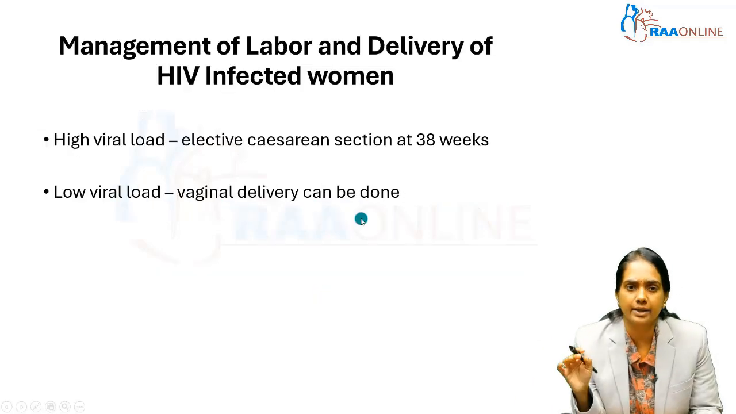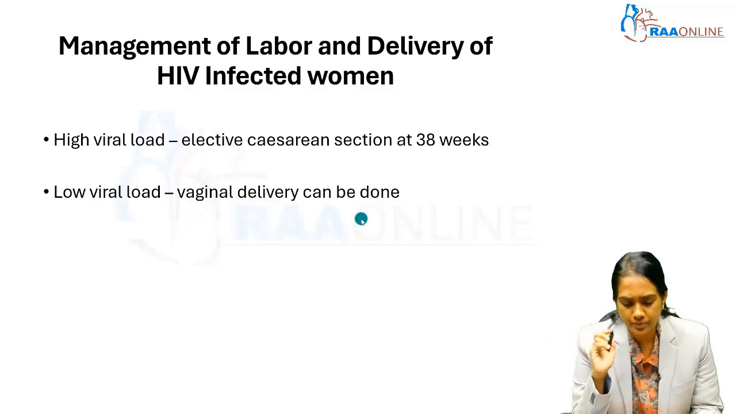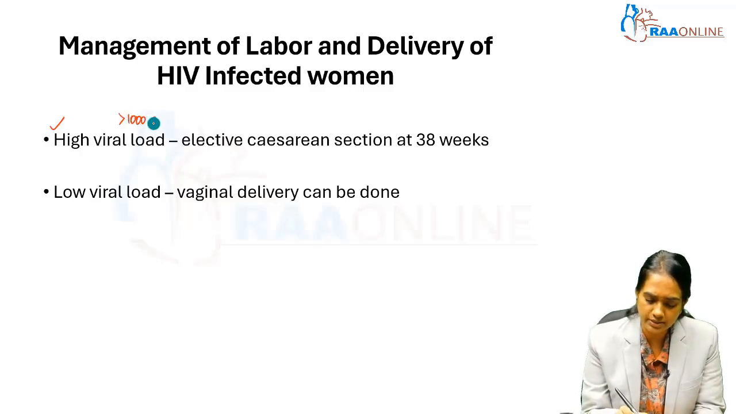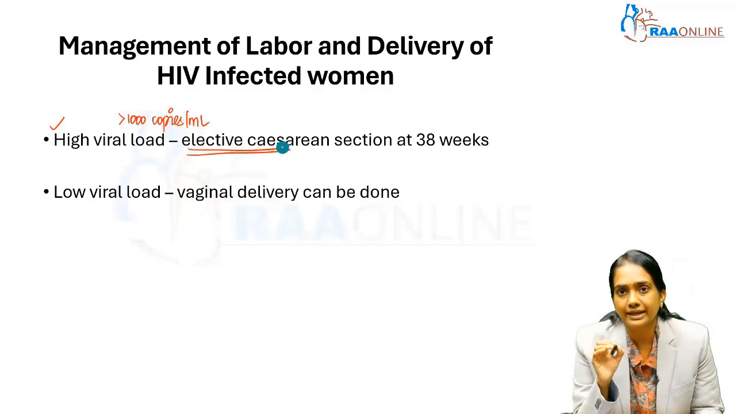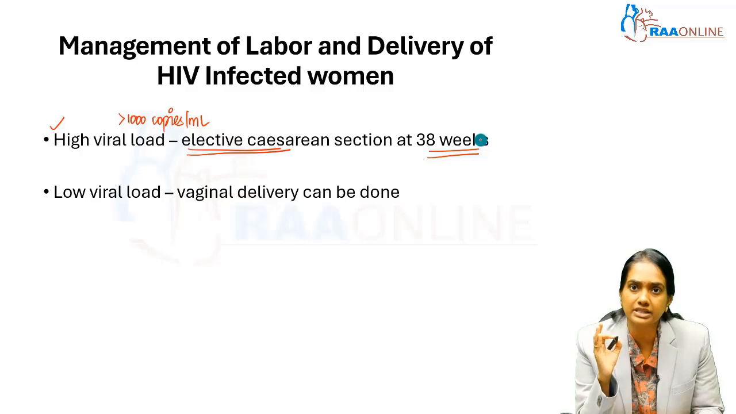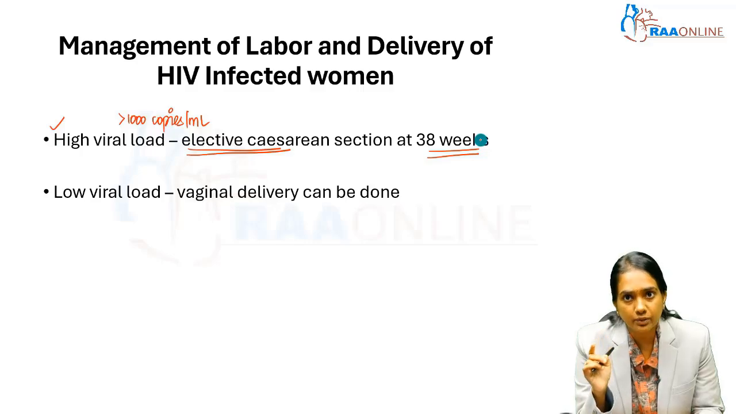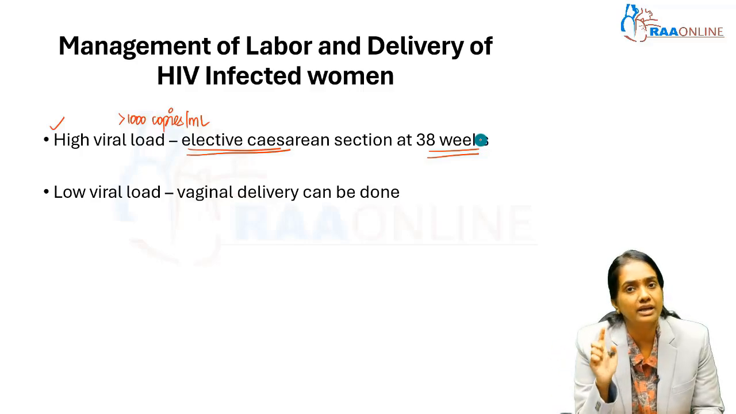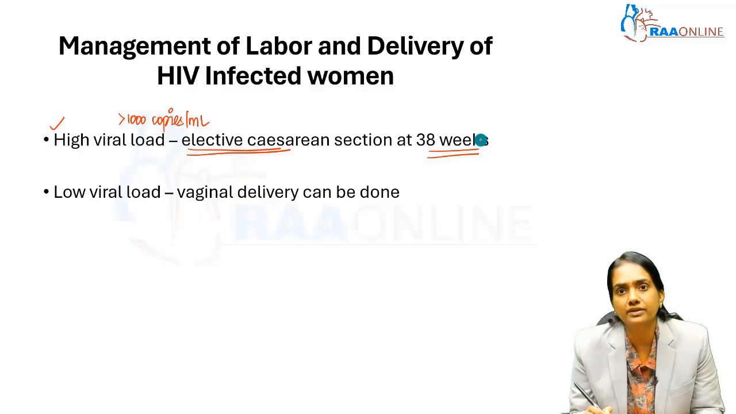So what do these guidelines say? How will you determine? The first thing is always the mode of delivery. How are you going to deliver the baby? If the patient has a high viral load, which means more than 1000 copies, then you can go for an elective cesarean section at 38 weeks. Why 38 weeks? Because sometimes the woman may go into labor, her membranes may rupture, and that might also lead to various complications. So whenever the viral load is high, we straight away go for an elective cesarean section.